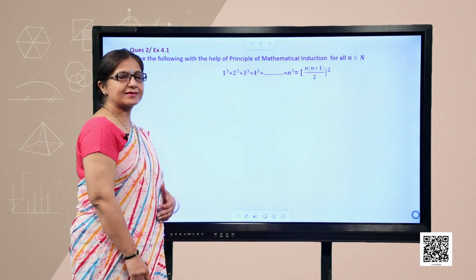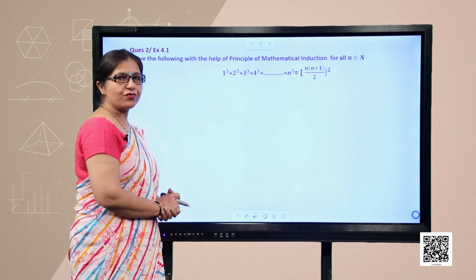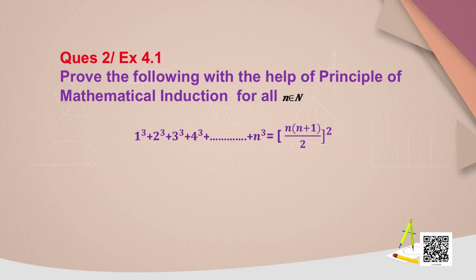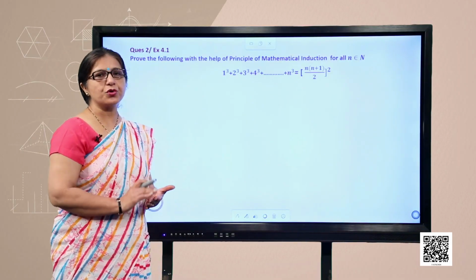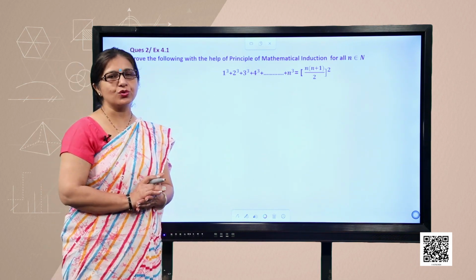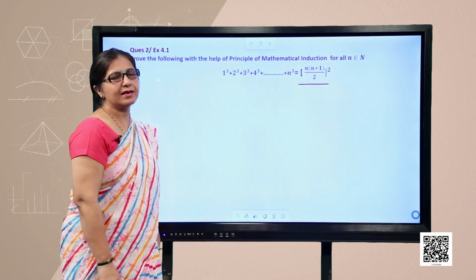Now, with the help of an example, we will understand the process of mathematical induction to prove any mathematical equation or statement. Here it is question number 2 of your exercise 4.1 NCERT. Prove the following with the help of principle of mathematical induction for all n belonging to natural numbers. Here we are given the statement that sum of cubes of natural numbers is equal to n into n plus 1 by 2 whole square. We need to prove this by using mathematical induction.